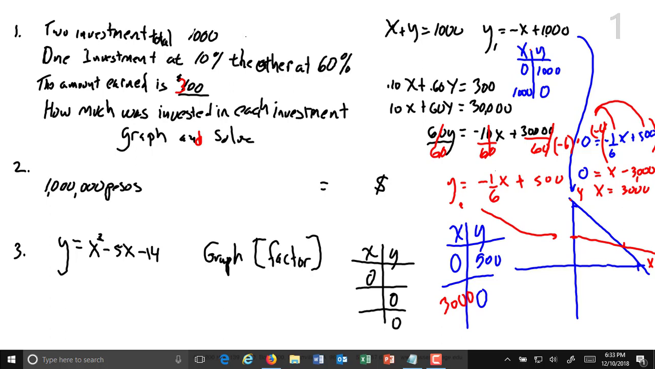So that's easy then. When x is equal to 0, y is 500. And when I set y equal to 0, x is equal to 3,000. On this one, it's even easier. When x equals 0, that's 1,000, right? When y equals 0, you just bring that over, x is equal to 1,000. Okay? Now I graphed it. Basically, you should point out which line is which that you're graphing.